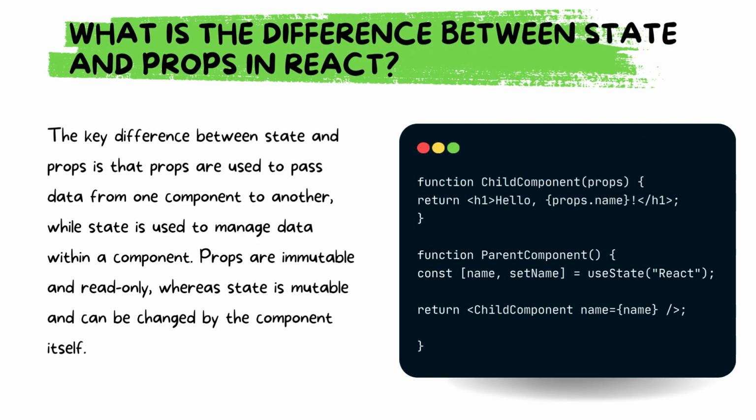What is the difference between state and props in React? The key difference between state and props is that props are used to pass data from one component to another, while state is used to manage data within a component. Props are immutable and read-only, whereas state is mutable and can be changed by the component itself. Let's look at the example code. Here, we see a parent component that manages the name state. This state is passed down to the child component as a prop, which then renders it in the UI. While the state is internal and changeable, the prop is passed and remains read-only within the child component.